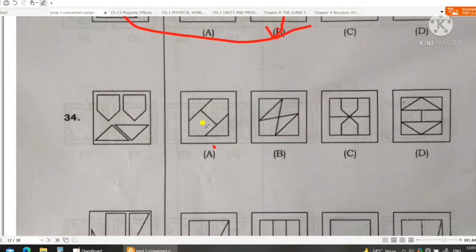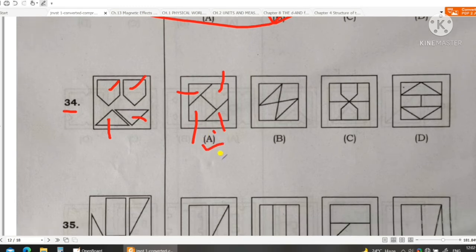In the same way, if you see 34, here one figure, two figure, three figure, and four figures are given and they are arranged in this way, then which answer figure will be correct, most suitable. So here you can see this is the correct answer, because here these two figures are different, this is triangle and this is triangle. So answer is A option.